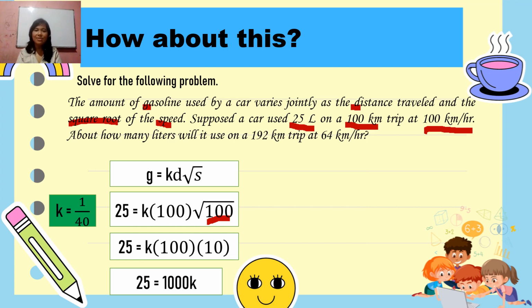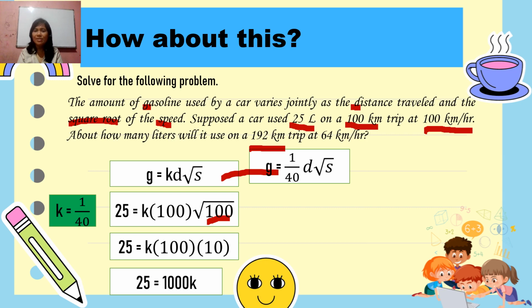Tapos, may k value ka na. Balik ka dito. Substitute k with 1 over 40. Yan. So, meron ka ng g equals 1 over 40d square root of s. Then, continue na tayo sa problem. About how many liters will it use on a 192 kilometer trip at 64 kilometer per hour?